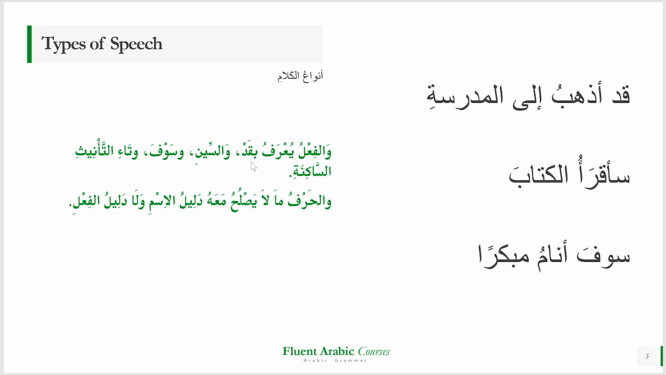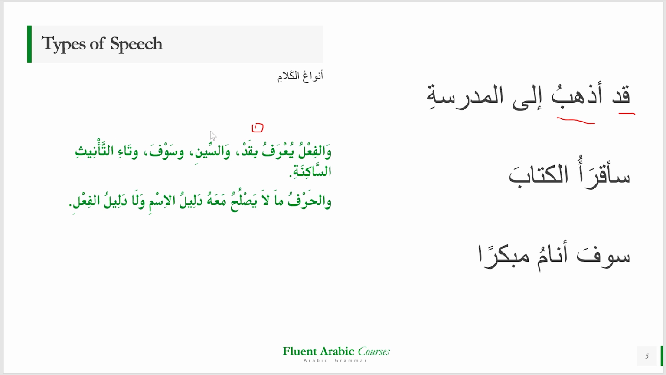If the particle qad can be used before the word, then it is a verb. قَدْ أَذْهَبُ إِلَى مَدْرَسَةٍ. Because this particle qad cannot be used in front of a noun. You can't say qad Muhammadun, qad baytun, qad waladun. It doesn't make sense. So if qad can be used in the sentence before the word, then that is a verb. That is the first rule.